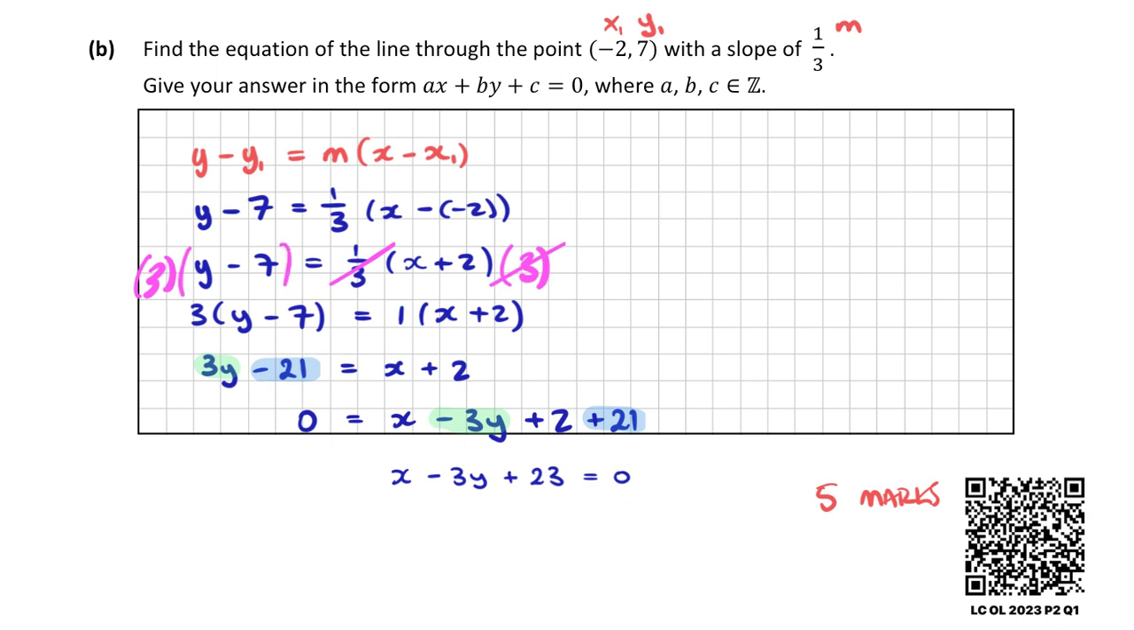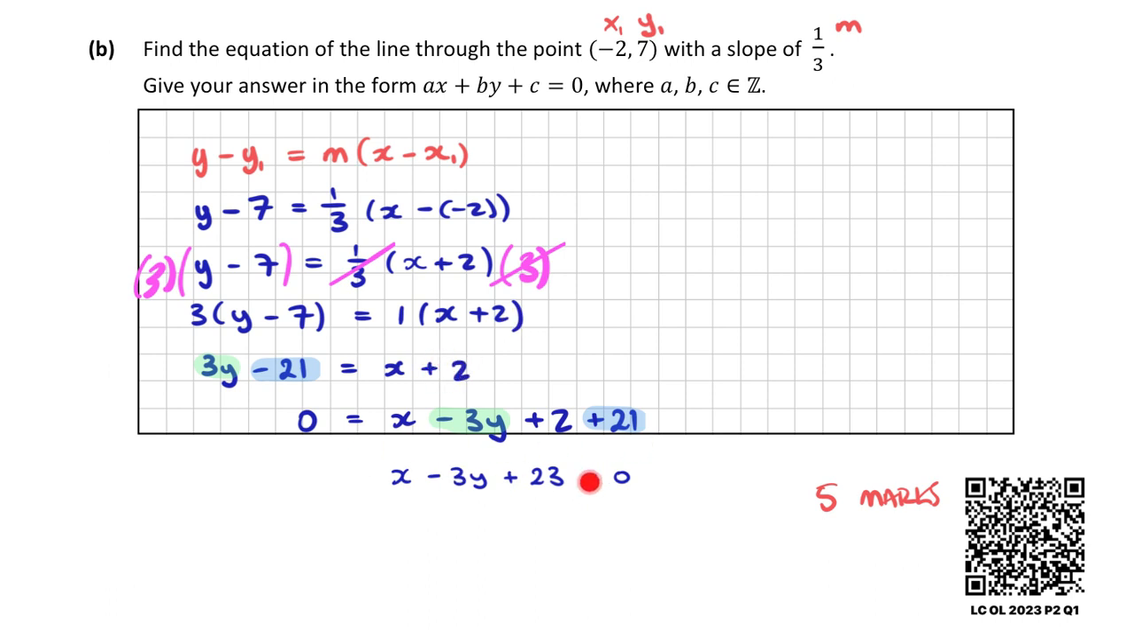So you can see where that came from. So 3 bracket y minus 7, 3 bracket y minus 7 is equal to the 3 and the 3 cancel to give us 1 times x plus 2. We now expand this and we get 3y minus 21, 3y, and 3 times negative 7 is negative 21. 1 times x is x, 1 times 2 is plus 2.